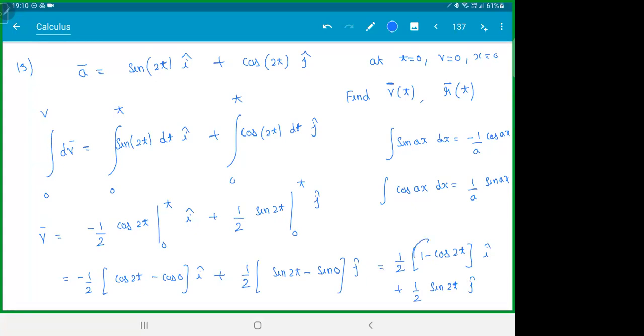Be careful. This one is the thing which people miss. Have a look at that. That limits part, people go from 0 to t. When you put 0, you always won't get 0. That was a mistake we did in the previous problem also.